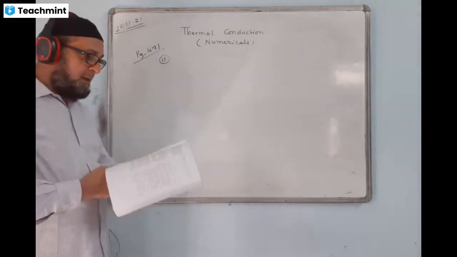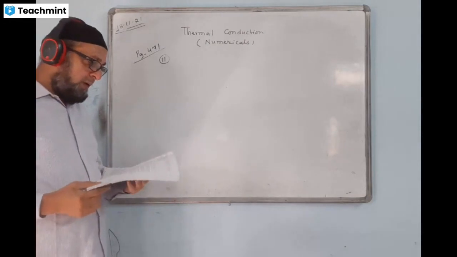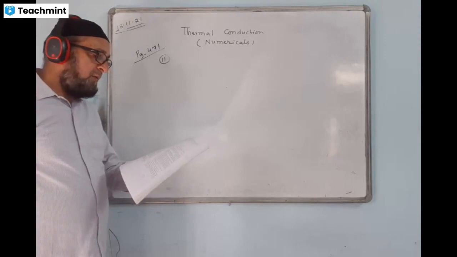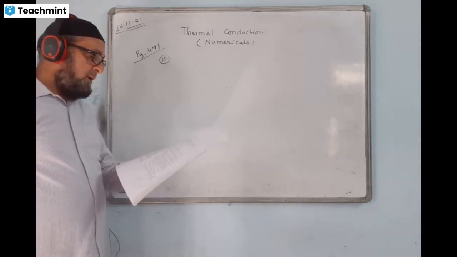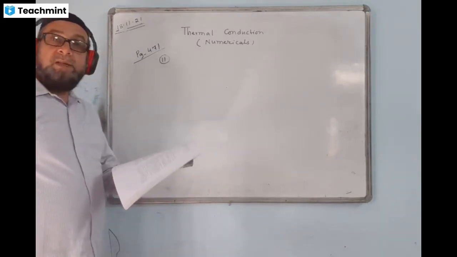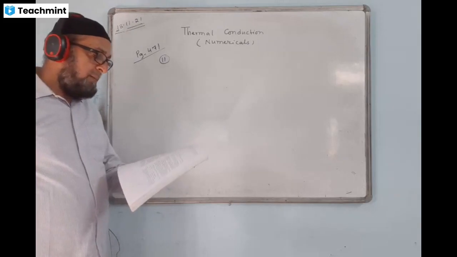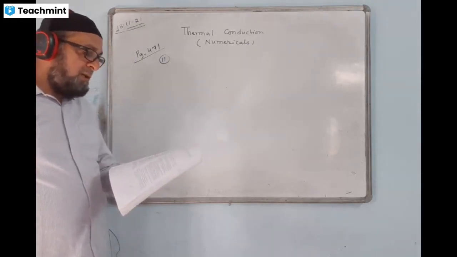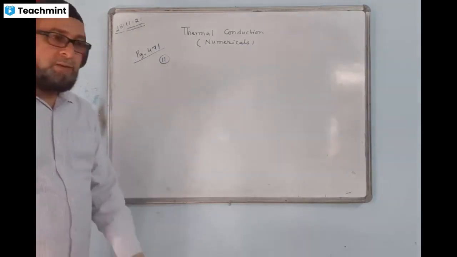Question number 11 says, heat is conducted through a slab of 2 layers of different materials having thermal conductivities of 90 and 135. The thickness of each layer is 1 centimeter. If the temperature of the two outer surfaces are 100 and 0 degrees Celsius, find the temperature of the interface.